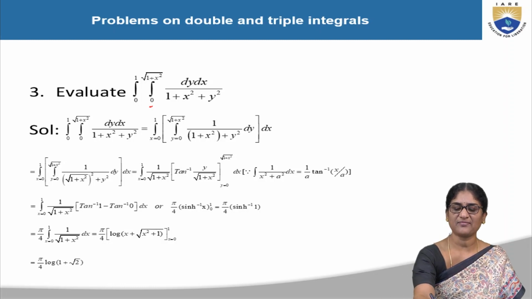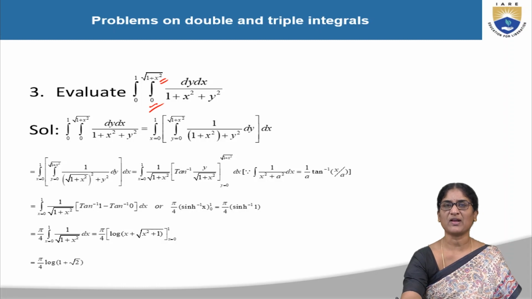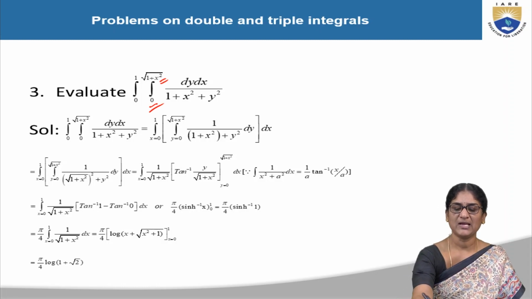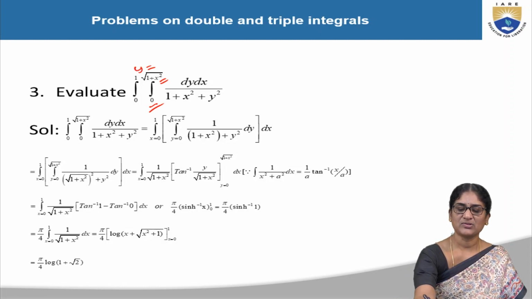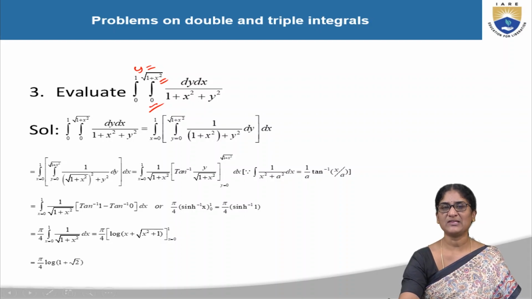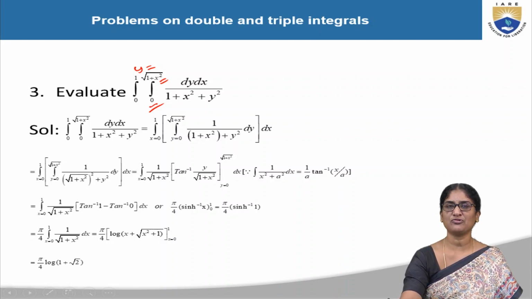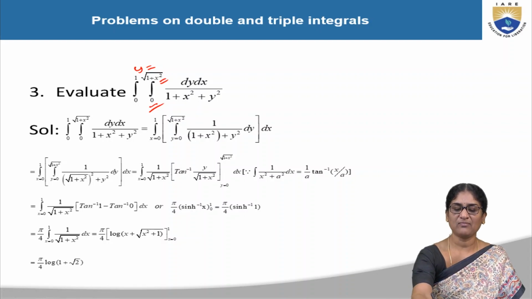The variables go from 0 to root over 1 minus x square. That means these are the values of y. So first the y variable is eliminated, the function is reduced to x, and then the x integral can be done. Now, in 1 plus x square plus y square, 1 plus x square you can take as a constant.